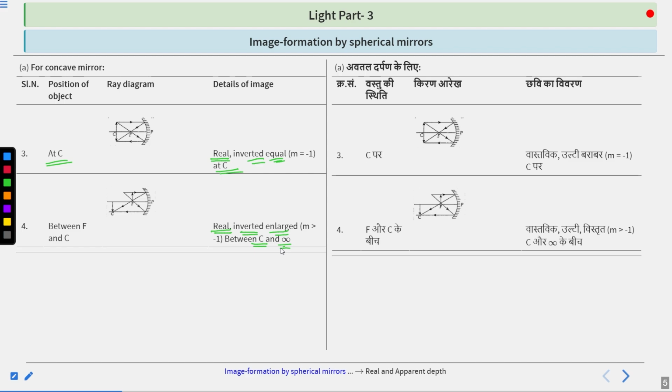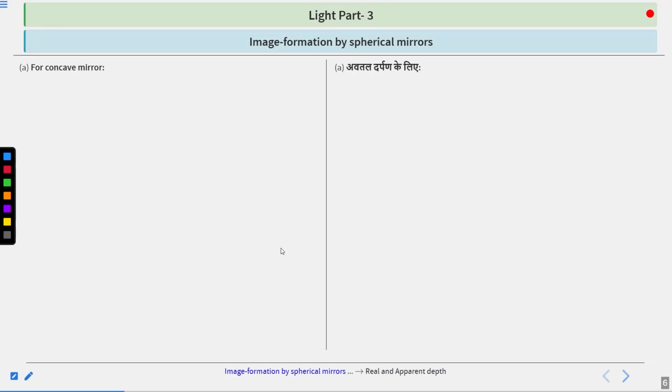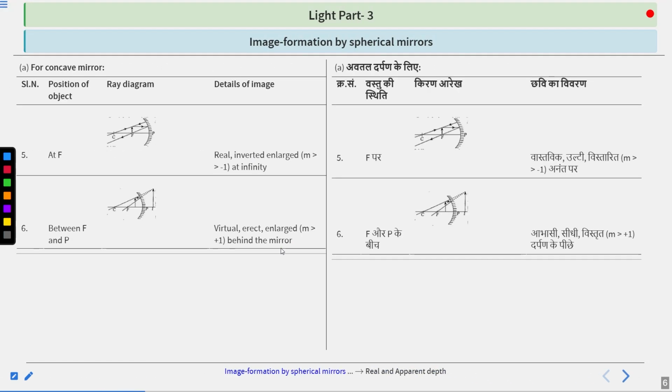So 4 cases we have seen for the concave mirror. Now let's move ahead for the concave mirror. Another 2 cases. First, the object is at F. Here you can see. So one ray coming like this, striking and going back. Second ray coming like this, striking and going like this. So here we could say real, inverted, enlarged at infinity.